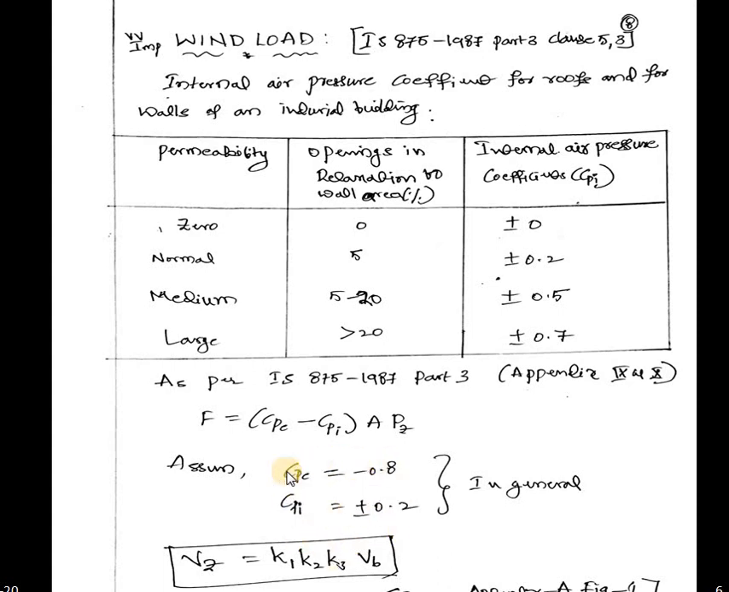Now how to calculate wind load? Wind speed Vz is equal to K1, K2, K3 into Vb. Vb means the basic wind speed. For Ahmedabad, the basic wind speed Vb is equal to 39 meters per second. This is available on page number 50 in your code book IS 875 part 3 appendix A. You can see figure 1. In that figure 1 you can observe the basic wind speed of 39 meters per second.